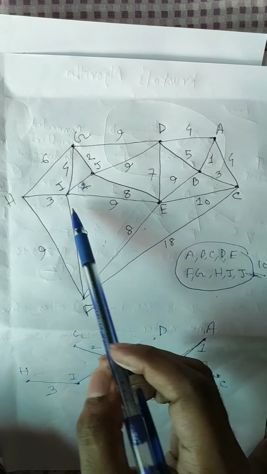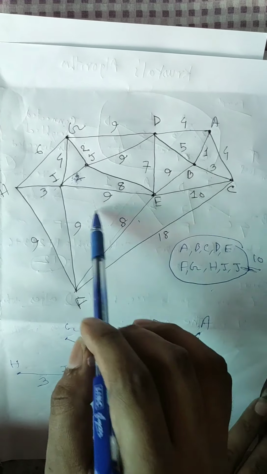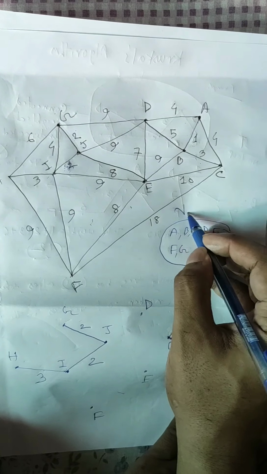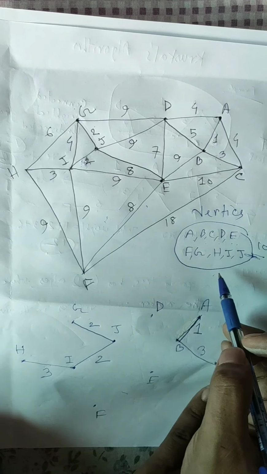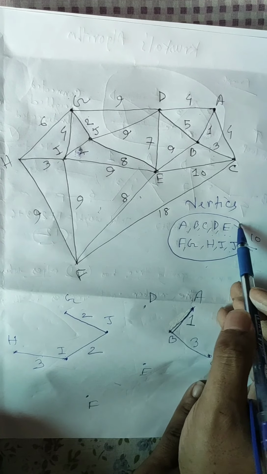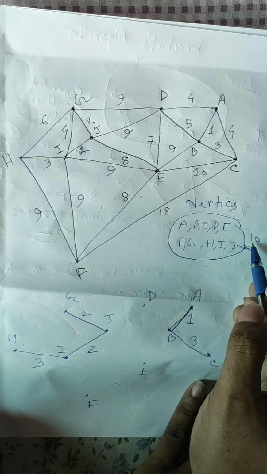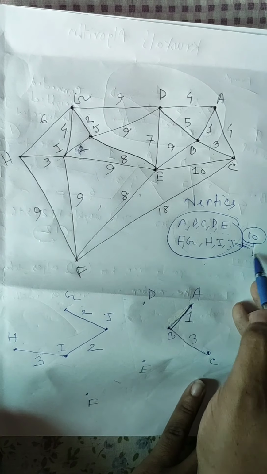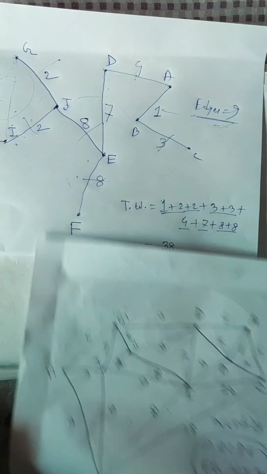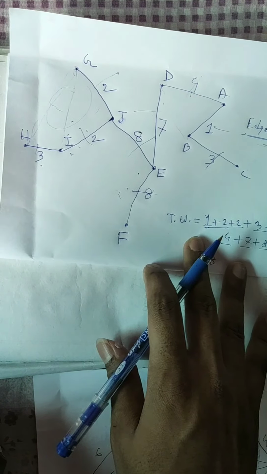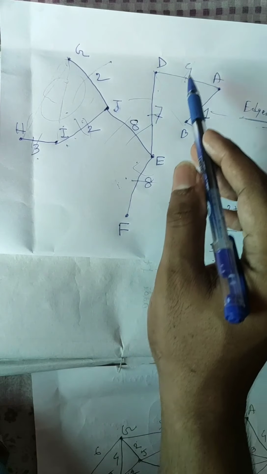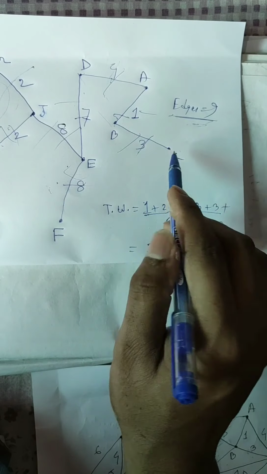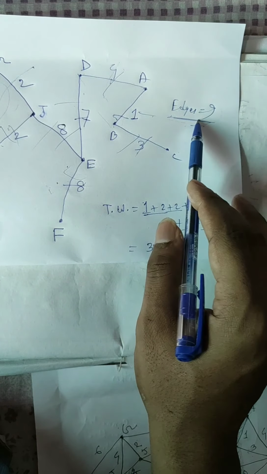Now the vertices of this graph are A, B, C, D, E, F, G, H, I, J. So the number of vertices is 10. And what is the number of edges of this spanning tree? 1, 2, 3, 4, 5, 6, 7, 8, 9. The number of edges of this spanning tree is 9.